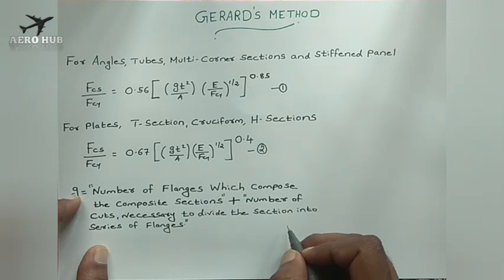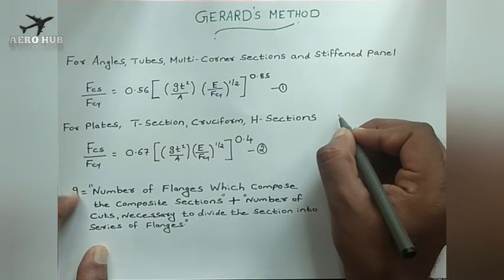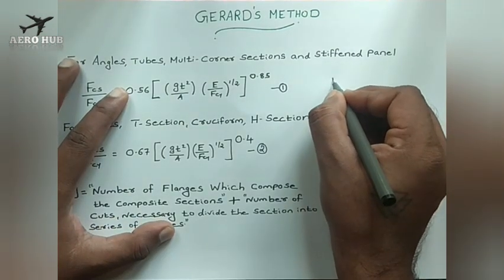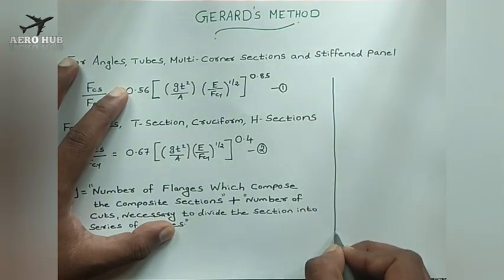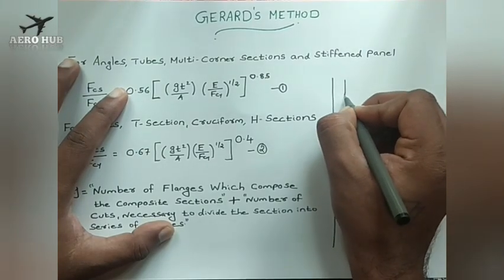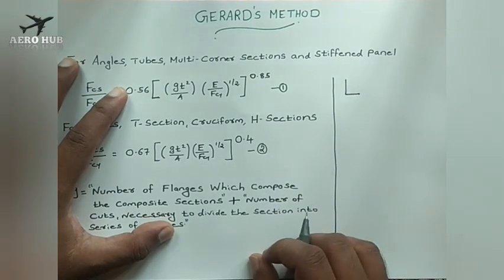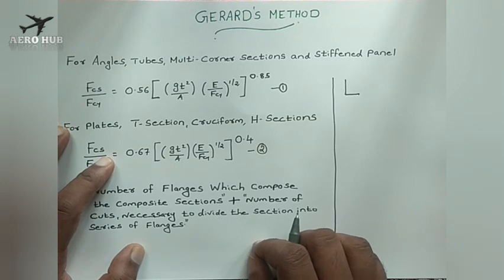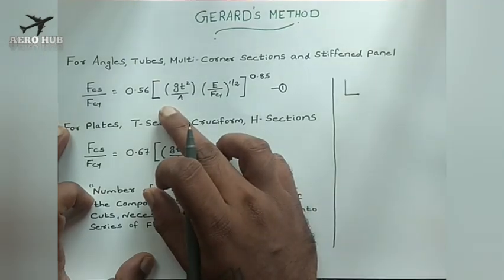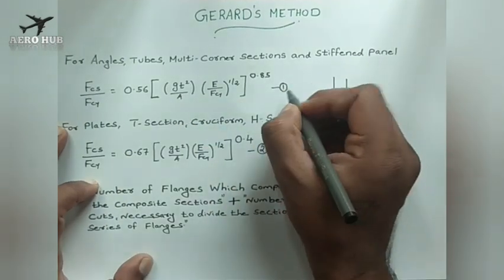For example, we have an L section. To find the crippling stress for any section used in an airframe, we will divide the section into a number of angle sections. That is the ultimate aim. We convert or divide the sections into a number of angle sections, and for that case we will be using equation number 1.